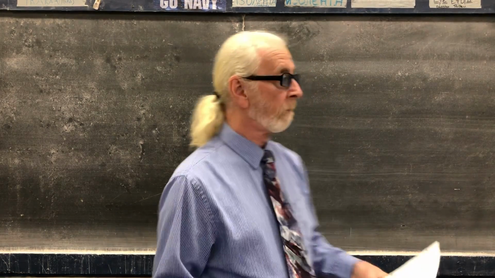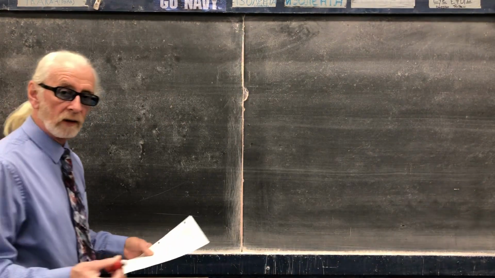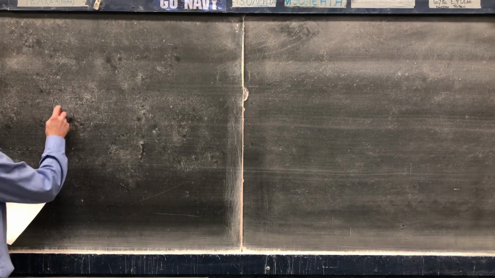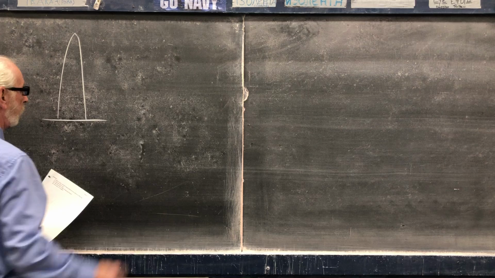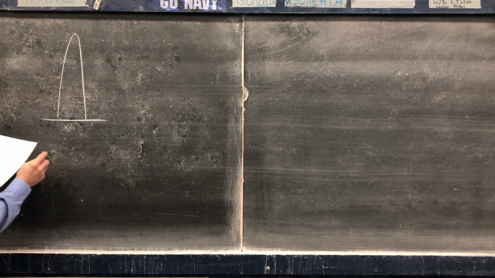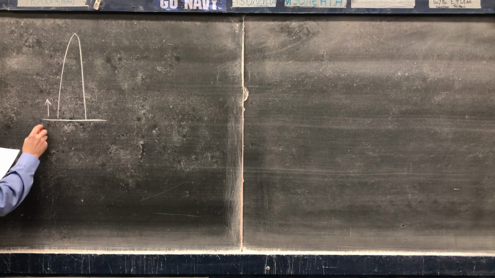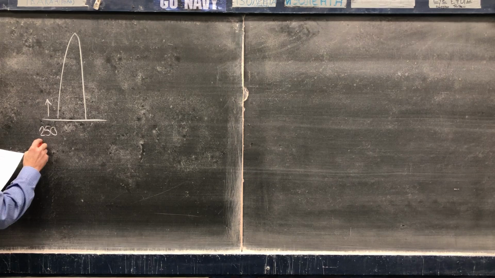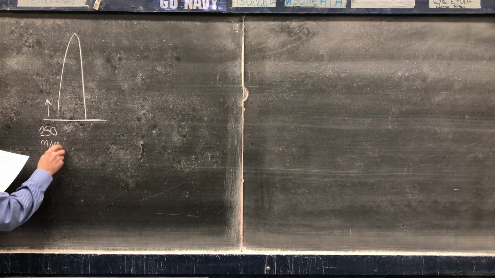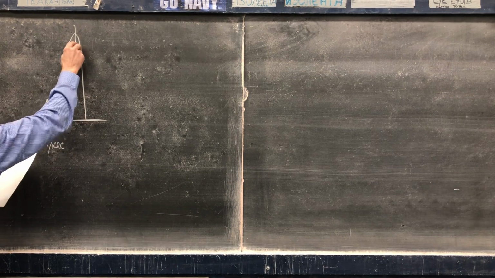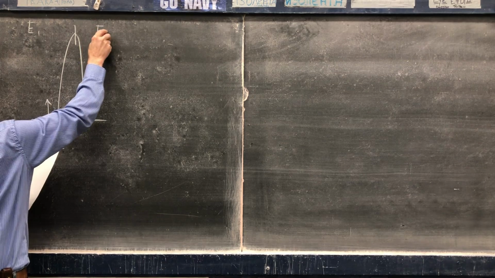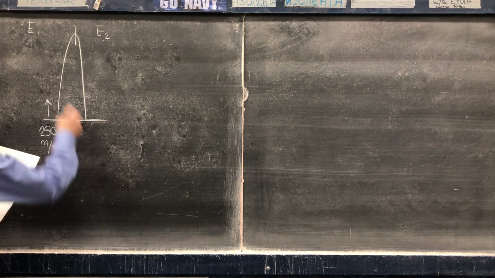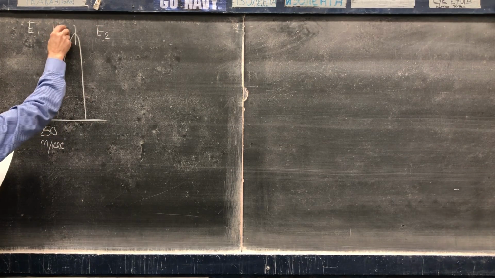So, do what Galileo says. We're going to draw a picture. Bullet goes up, bullet comes down. Has an initial velocity of 250 meters per second. We'll divide it into two events, event 1, event 2. Velocity at this point equals 0.